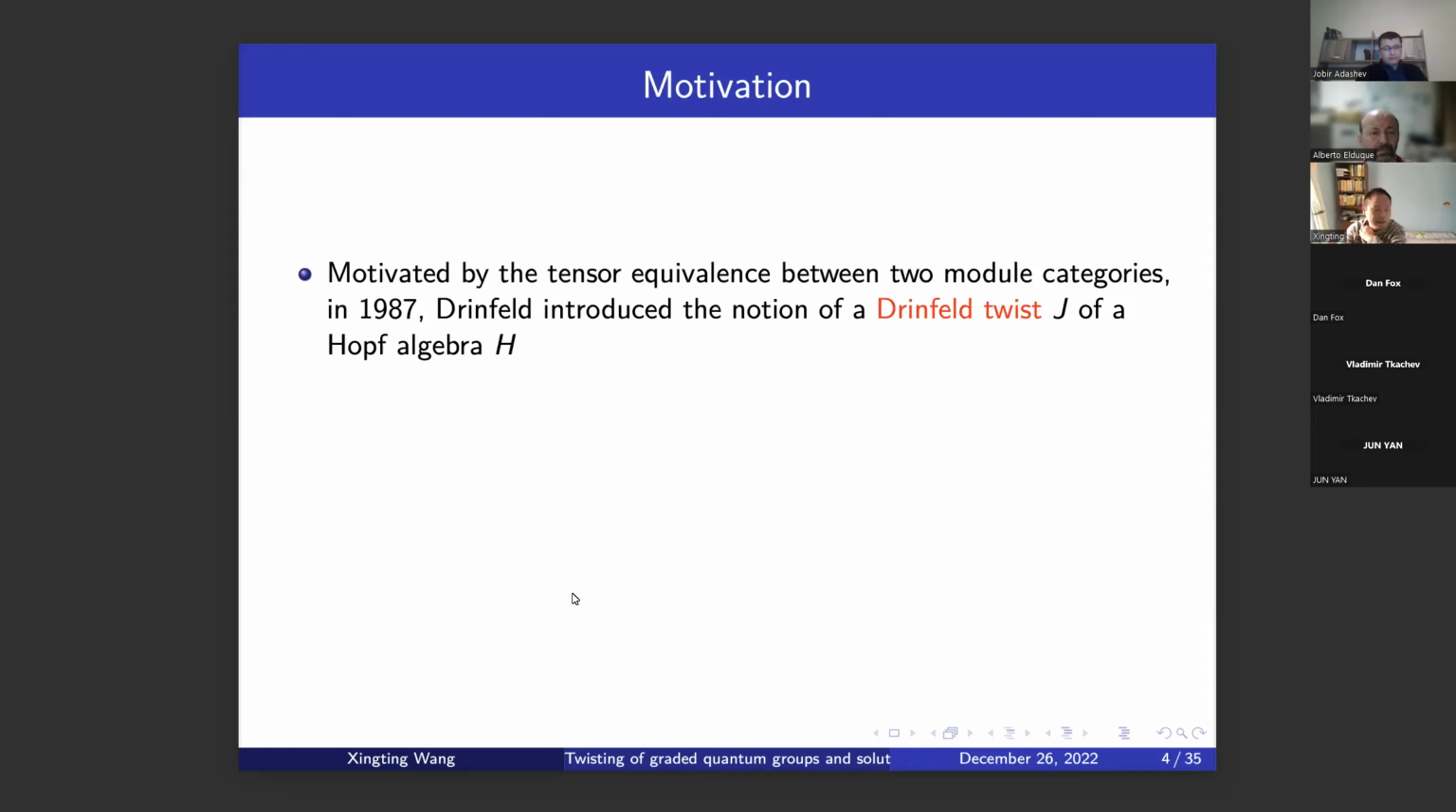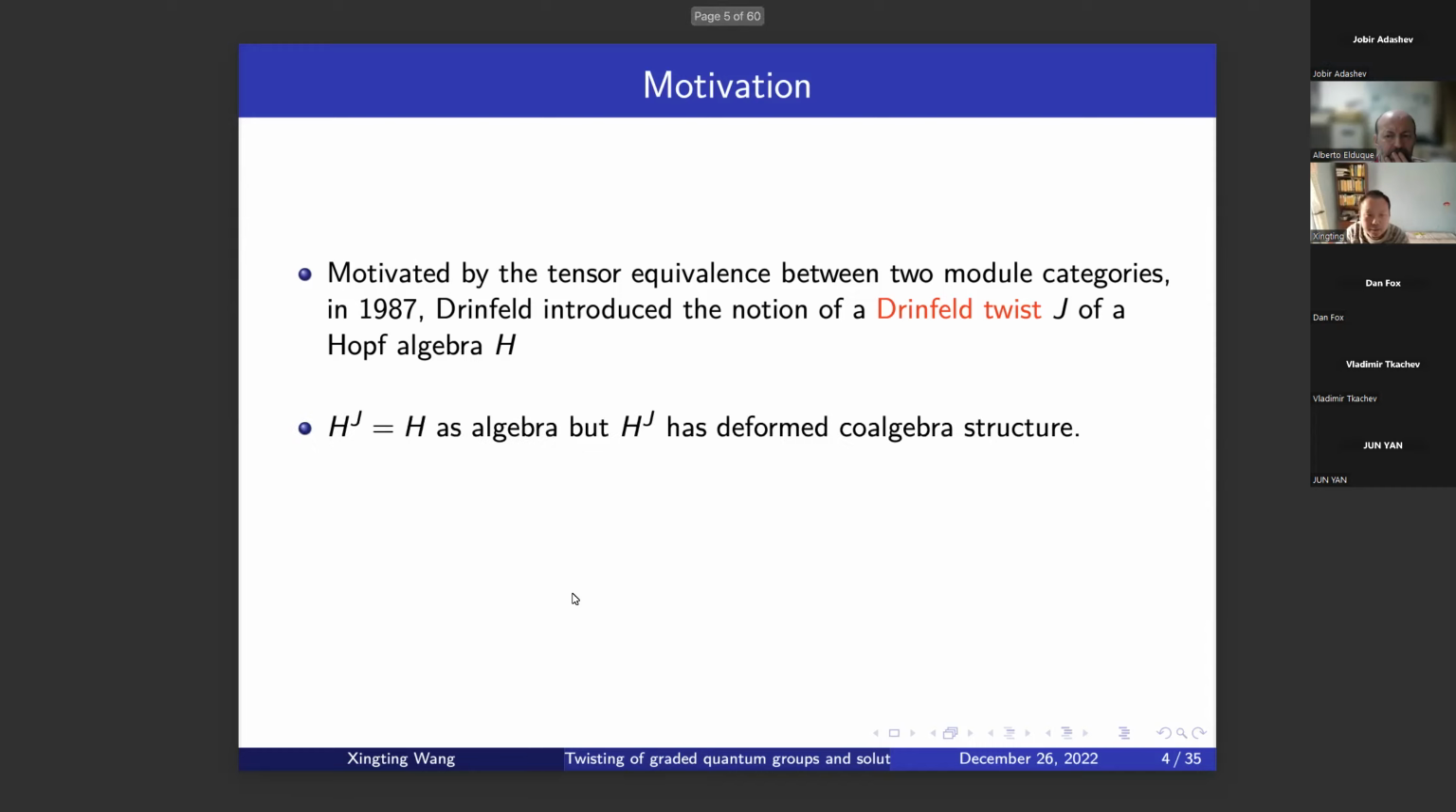Let me first talk about some history about twistings, especially twistings for quantum groups. The first is motivated by the tensor equivalence between module categories. In 1987, Drinfeld introduced the notion called the Drinfeld twist. A Drinfeld twist J is an element inside the tensor product of H with itself. Using this so-called Drinfeld twist J, we can deform the original Hopf algebra, and the deformed one is denoted by H^J.